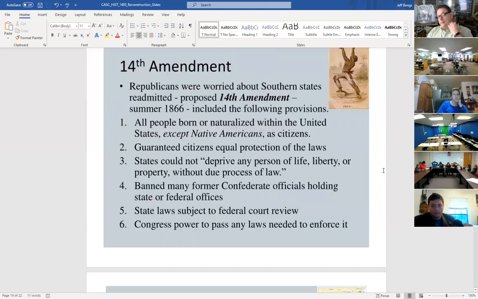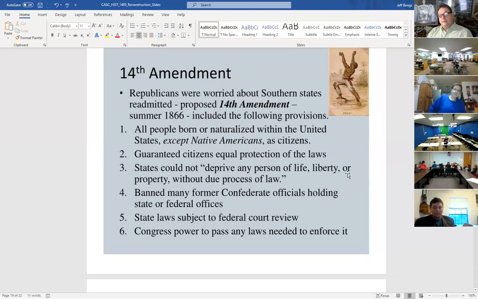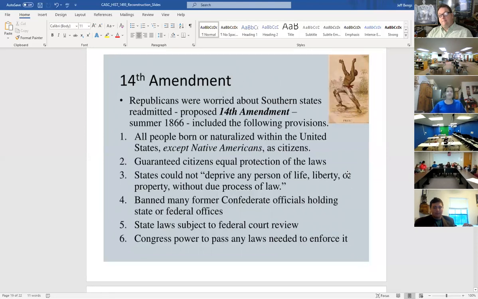There's the 14th Amendment. All people born or naturalized in the United States had equal protection of the laws, except for Native Americans. The states cannot deprive any person of life, liberty, or property without due process of the law.